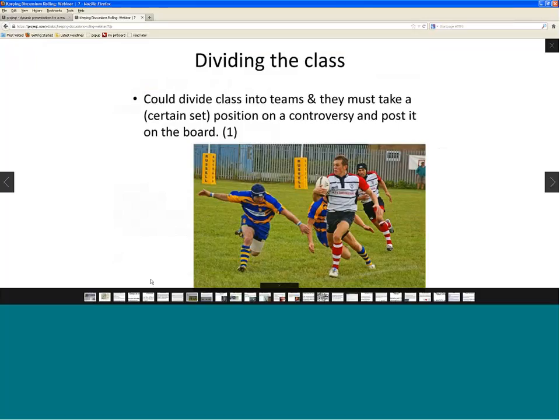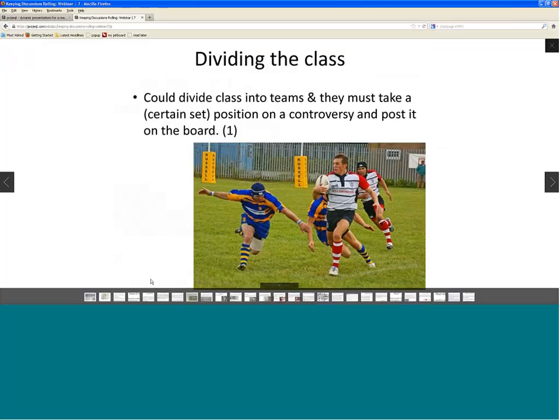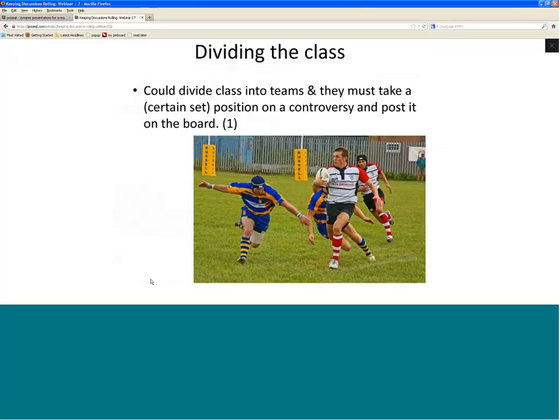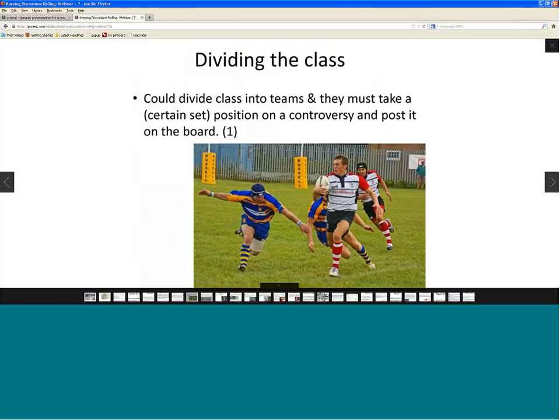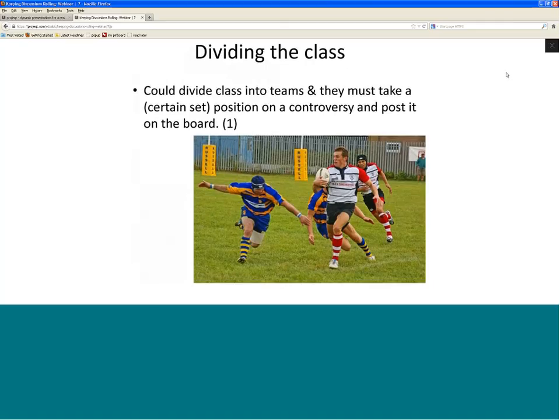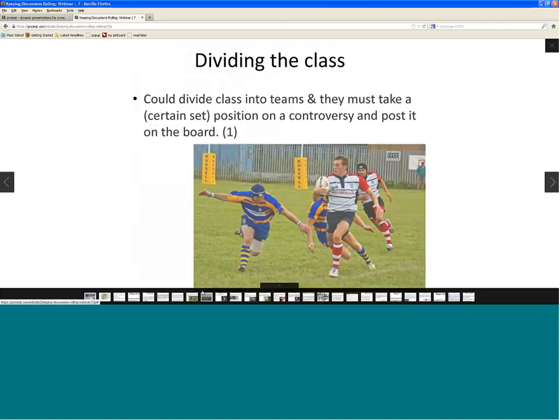Another option that's been used by some instructors is to divide the class into teams or groups and require that they have to take a certain position on a controversy and post it. So again, you can get more active involvement when there's an arrangement or a structure of this type.